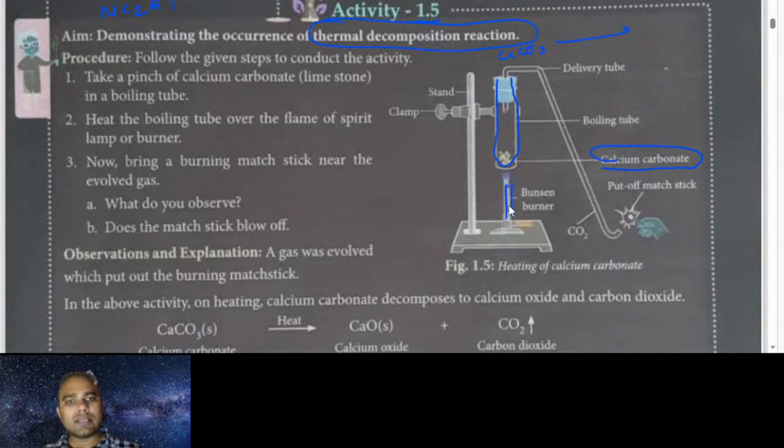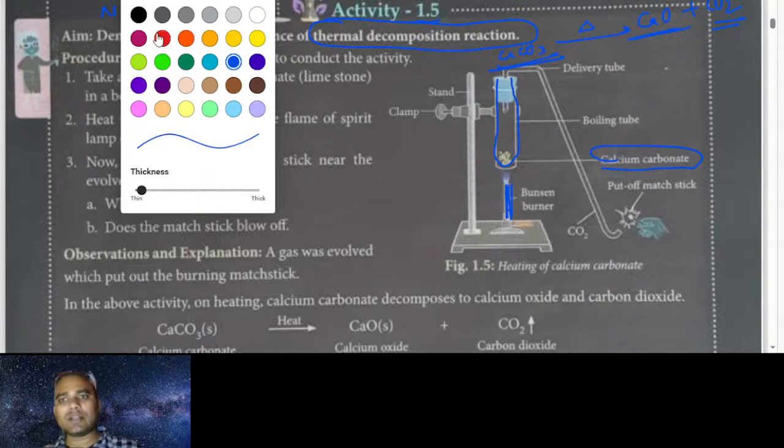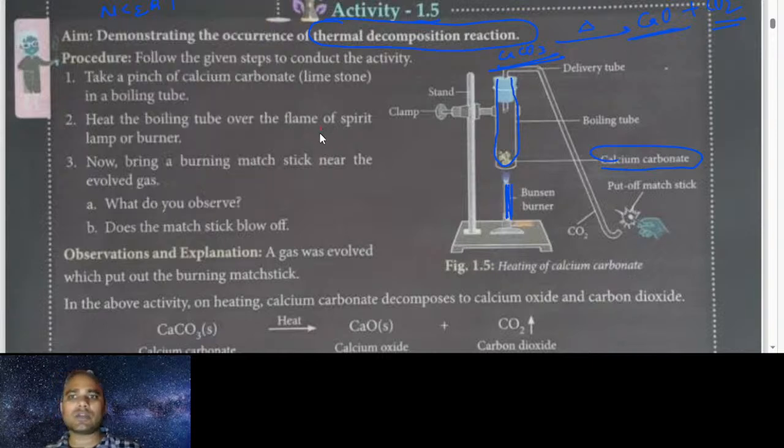So you are heating, it will give CaO plus CO2, student. One compound is splitting into CaO plus CO2. So this is a thermal decomposition reaction. Now students, is this endothermic or exothermic? Heat is required. This is endothermic, because heat you are giving, heat you are supplying.